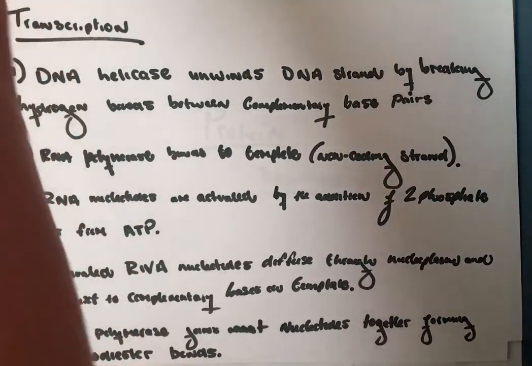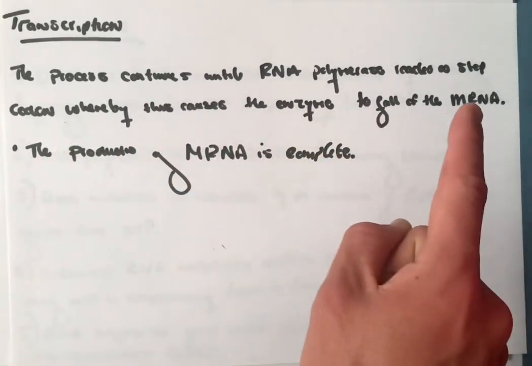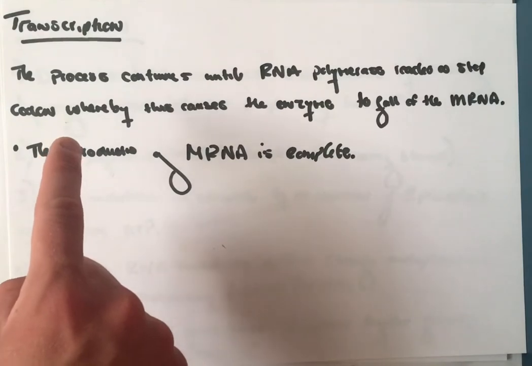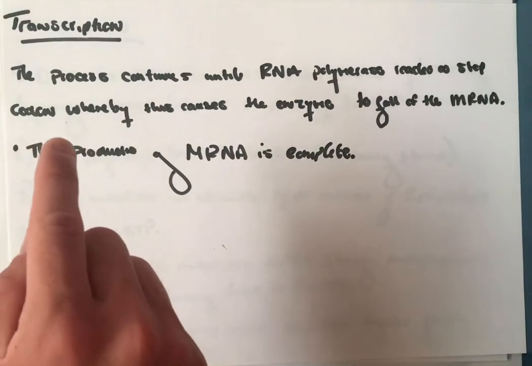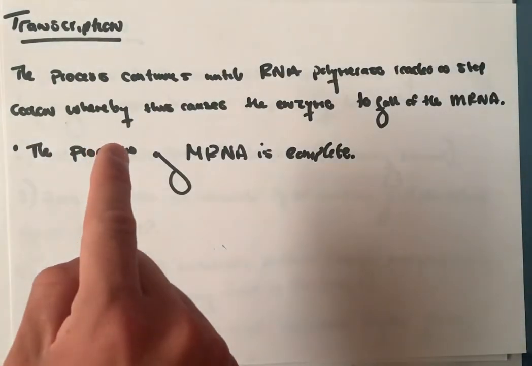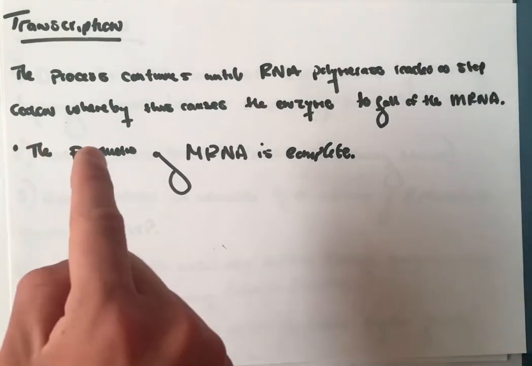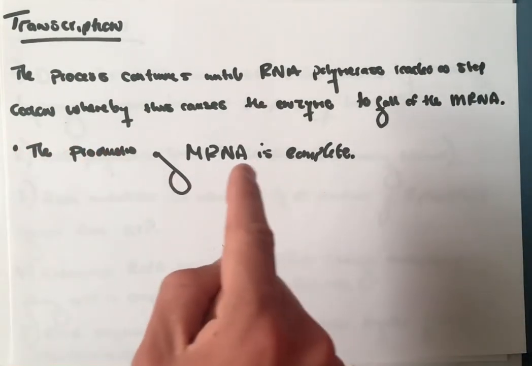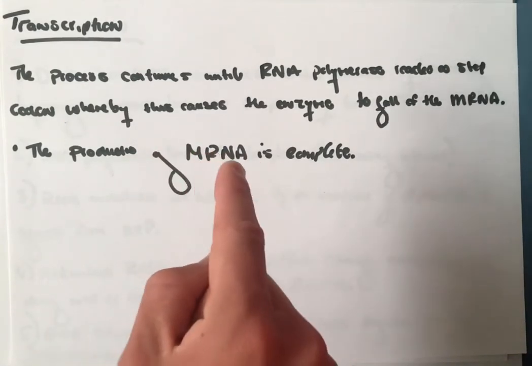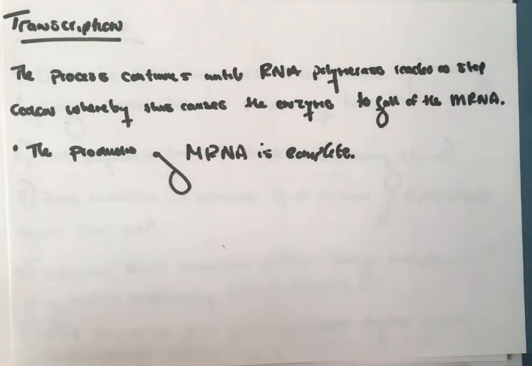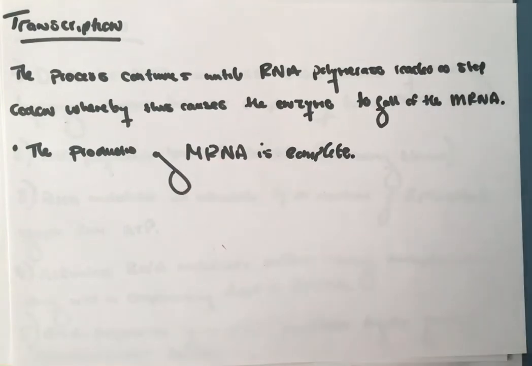What happens then is this process continues until the RNA polymerase reaches a stop codon, which is a specific codon that halts protein synthesis, and it codes for stop. It doesn't code for an amino acid. What this does is it causes the mRNA strand, which is also known as messenger RNA, to fall off and fall out of the template strand. The process of the production of mRNA is now complete.